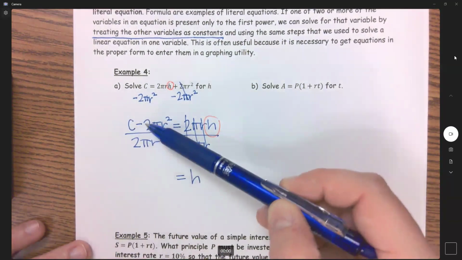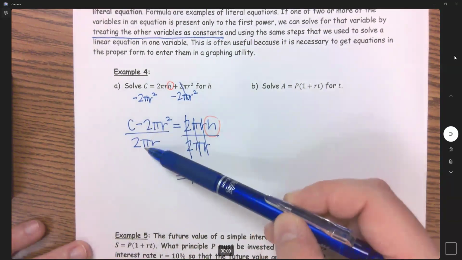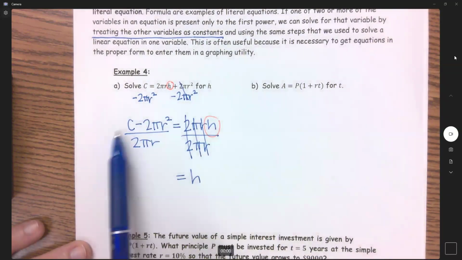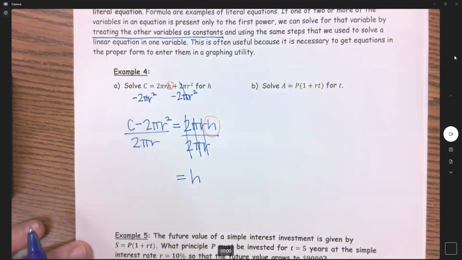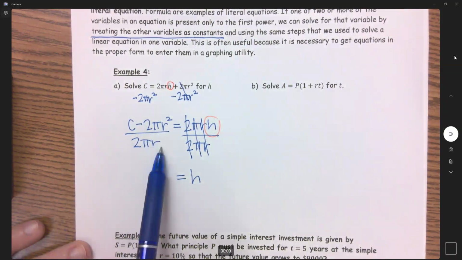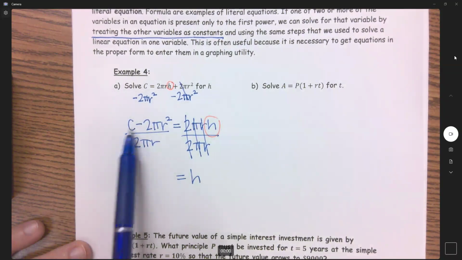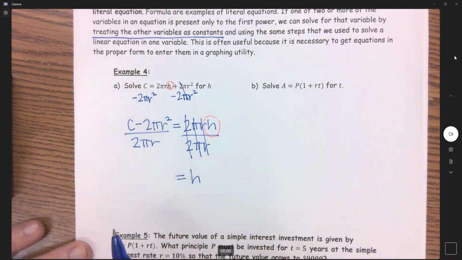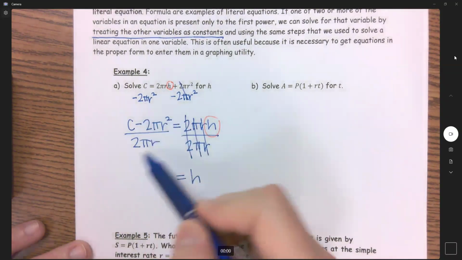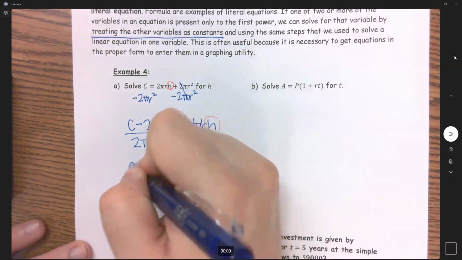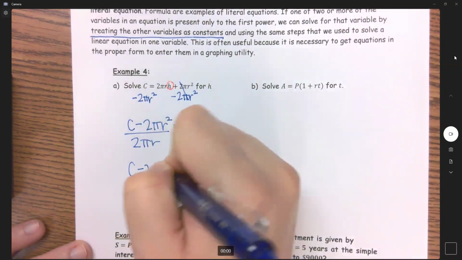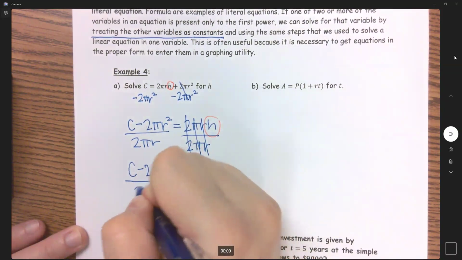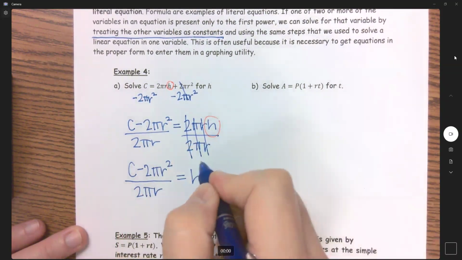Over here, my 2's do not cancel, my pi's do not cancel, and my r's do not cancel because I have two terms here, and both of those terms are getting divided by 2 pi r. So because this c has no 2, has no pi, has no r, I cannot cancel those out. So my final answer is exactly this. We have c minus 2 pi r squared all over 2 pi r.